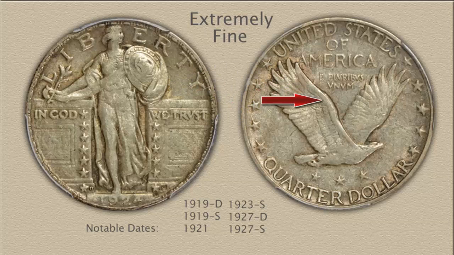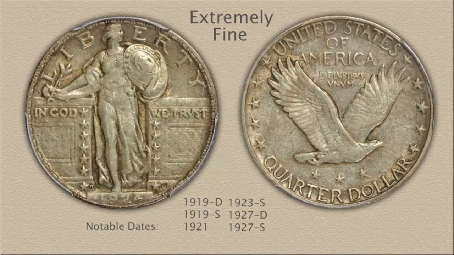Moving to the reverse, important to the extremely fine grade is majority of the fine feather detail remains on both wings. Front edge of the right wing is flattened along the length extending to the eagle. However, the flatness is narrow. Feathers on the lower portion of eagle's breast are just beginning to merge. Flattened areas are minor. Wear is confined to edges of the larger feathers of the wings. Overall, a sharply detailed reverse.